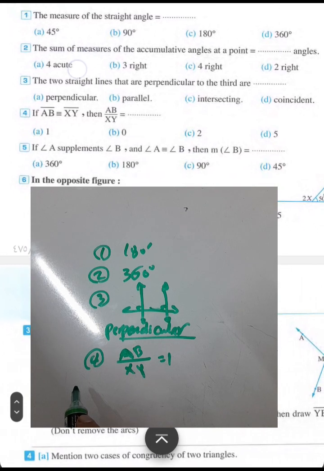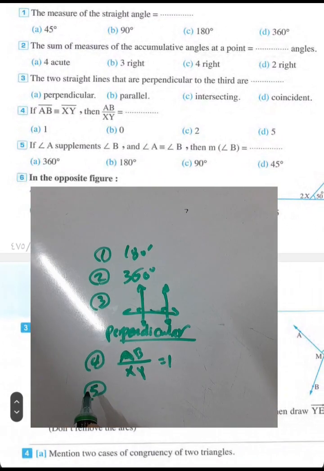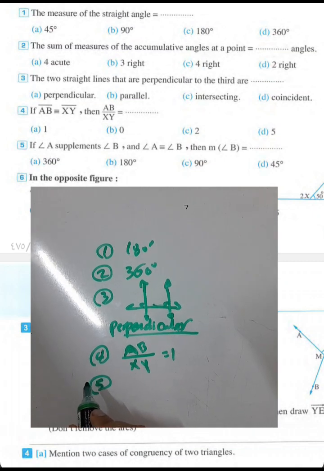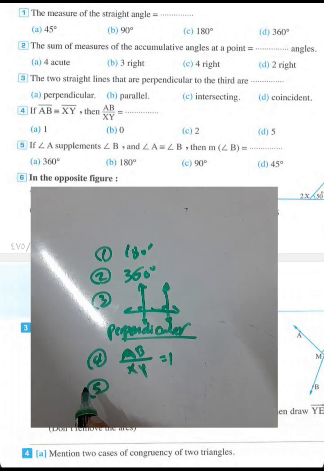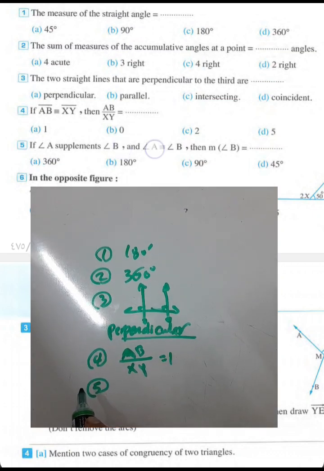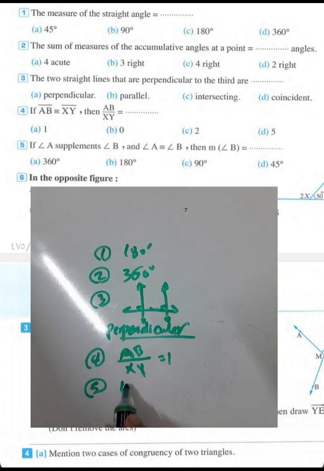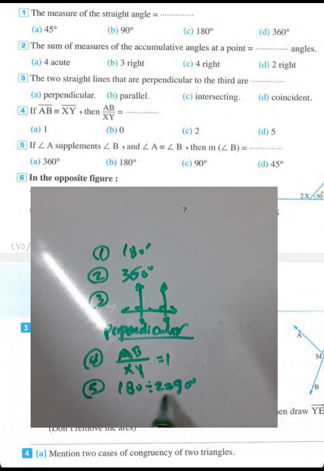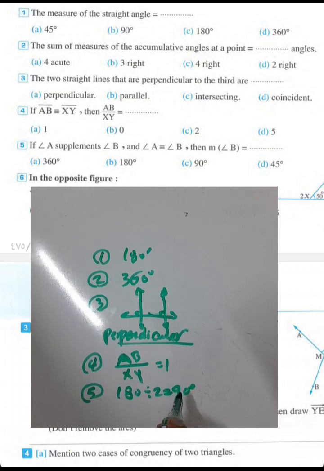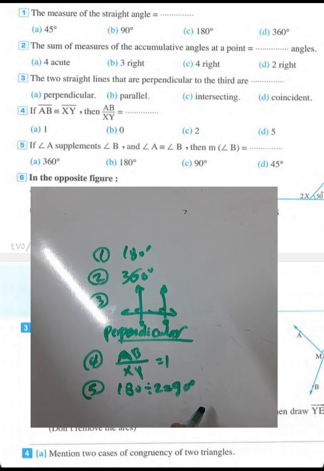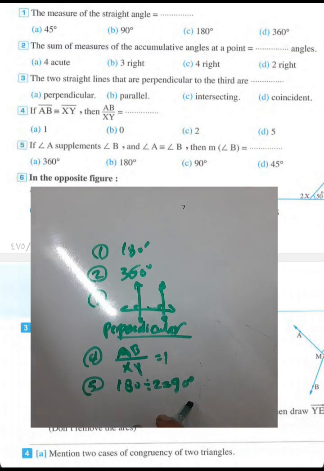Question number 5. If angle A supplements angle B and the measure of angle A equals the measure of angle B, it will be what? Supplements means the measure of angle B plus the measure of angle A equals 180. 180 divided by 2 will be 90 degrees. Because they give us supplementary angles, the sum of them equals 180. 180 divided by 2 will be 90 degrees. Choose letter C for question 5.